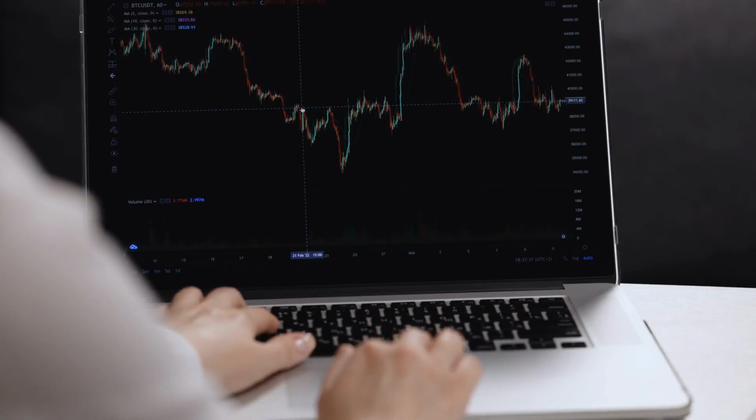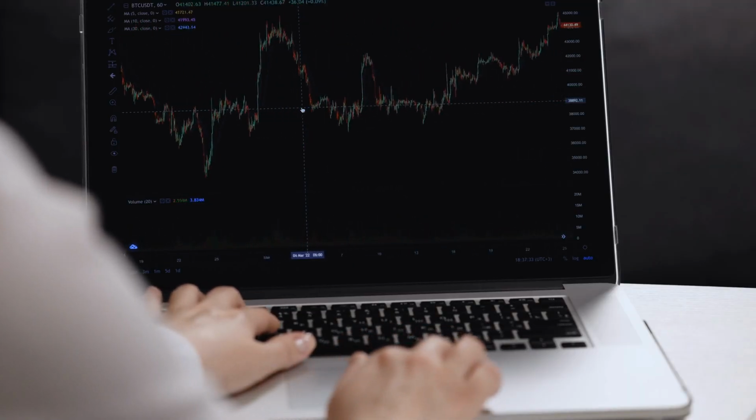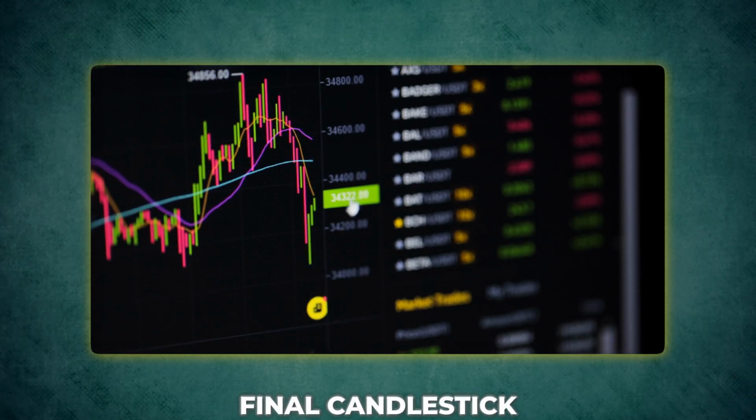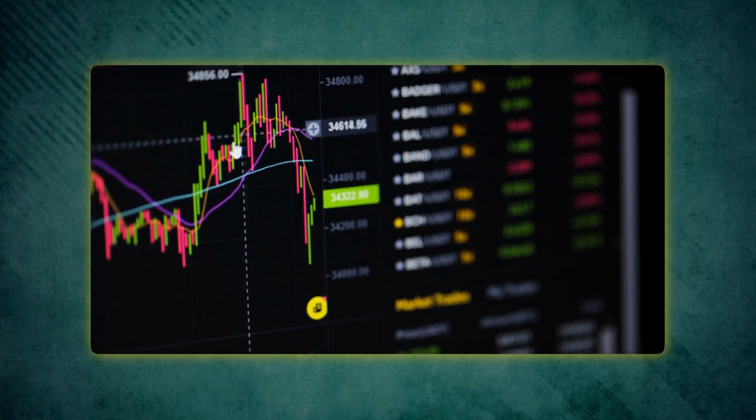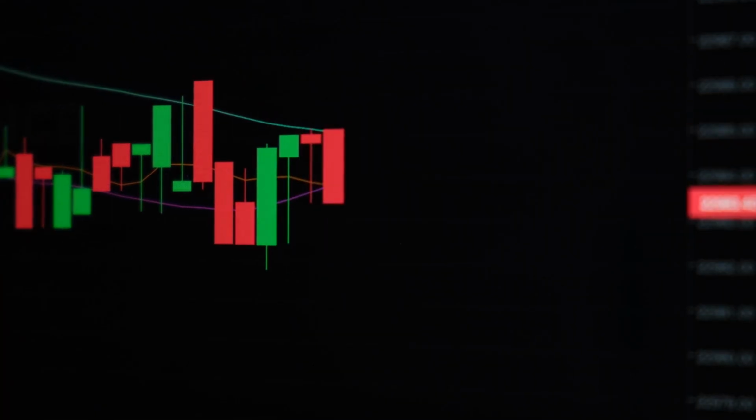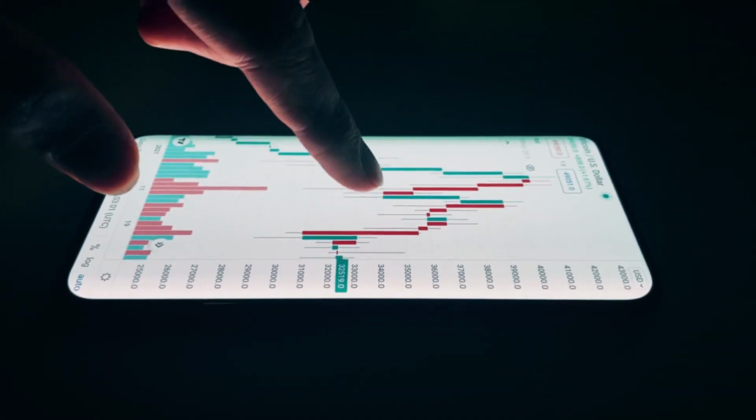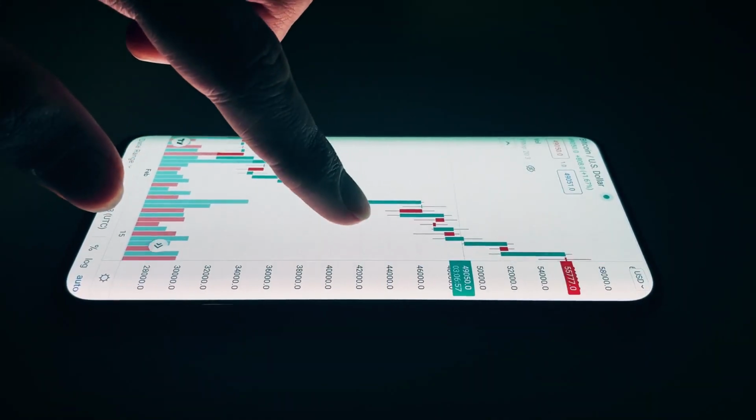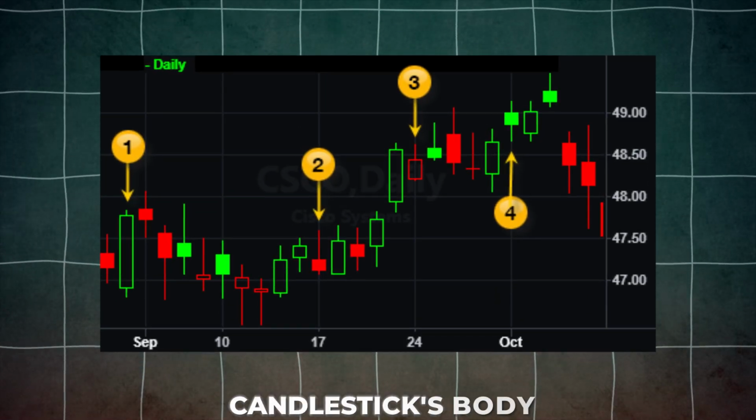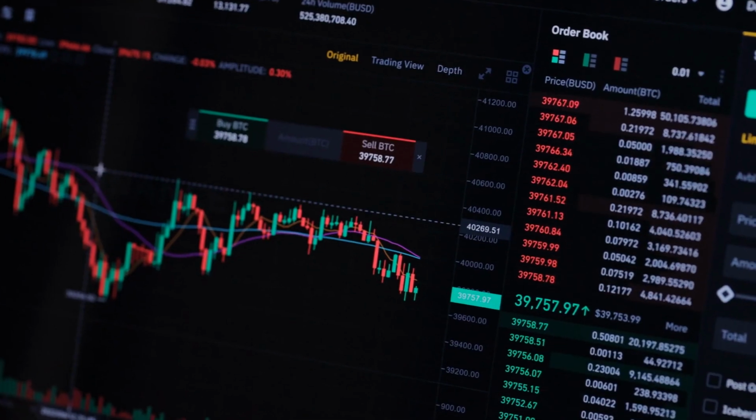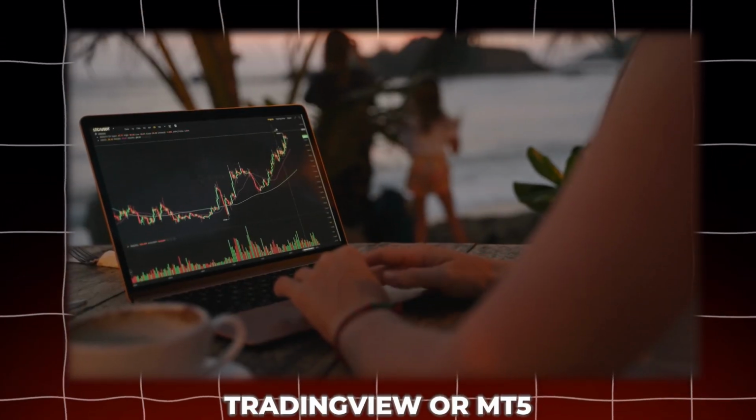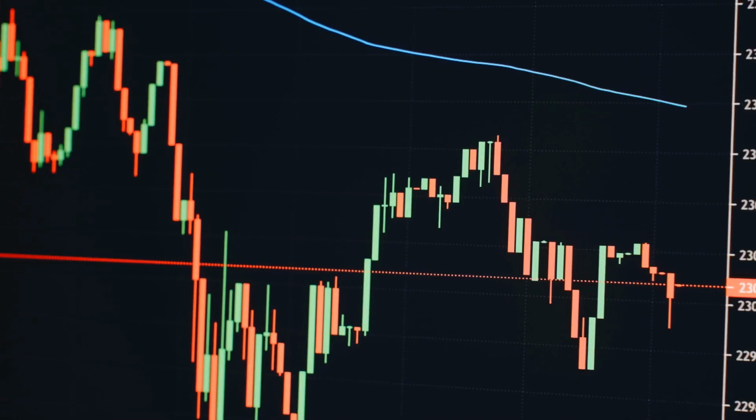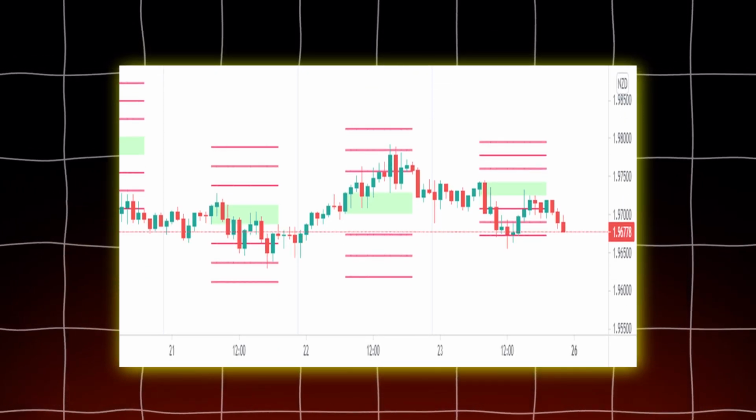You can mark your supply and demand zones in the following manner. You should keep an eye out for the final candlestick before the major shift. In this particular instance, we had a bearish candlestick, and then a more decisive move came after it. Make a mark on the inside of the candlestick's body, and then extend out that area. On TradingView or MT5, you have the option of using a rectangle. In addition to being a line, it is more of a zone.